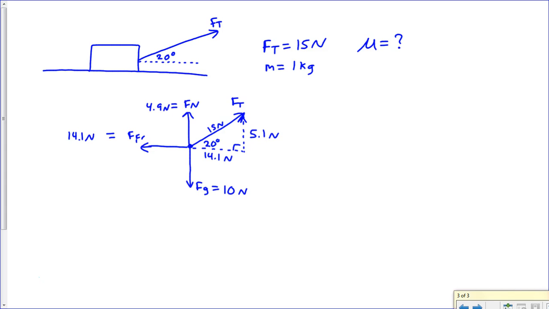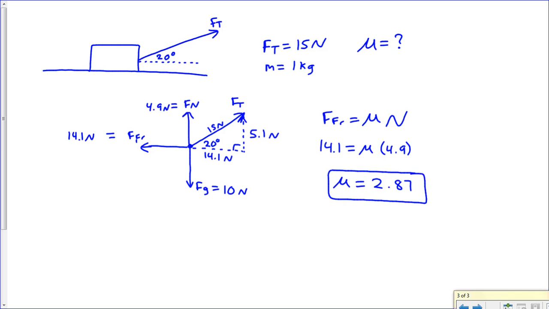And then we're supposed to calculate the friction coefficient here, that's mu. We know that Fr equals mu times N. Just plugging the numbers in here, the friction force was 14.1. That equals mu times our normal force, which was 4.9. Divide both sides by 4.9. You get mu equals 2.87. And there are no units on the friction coefficient, so that's good.